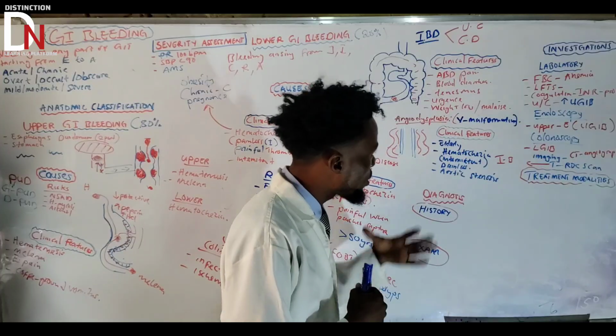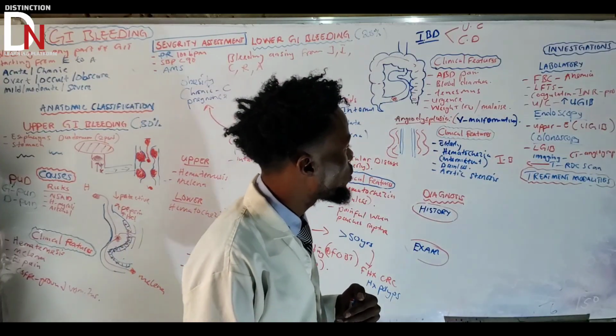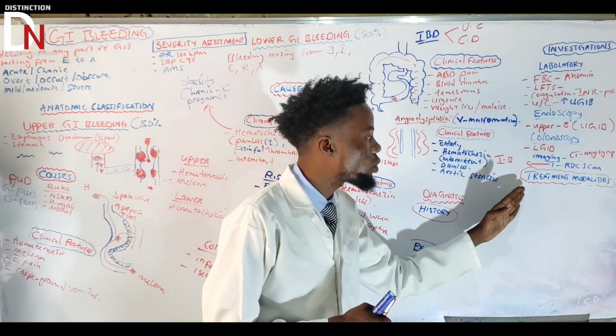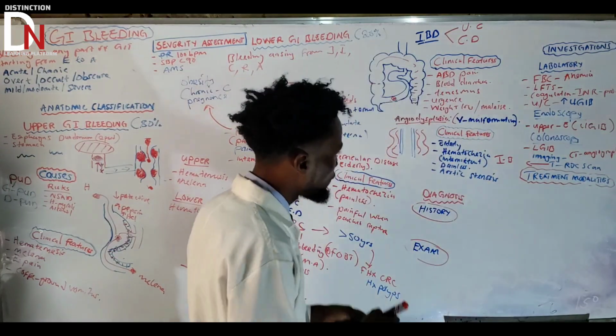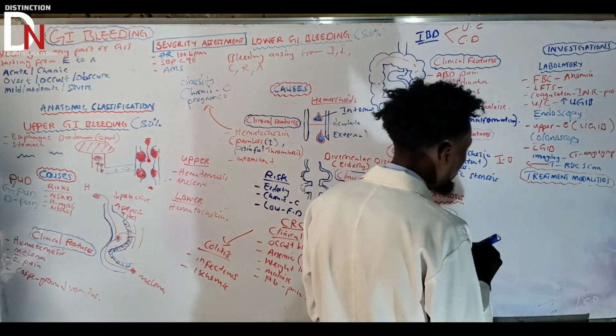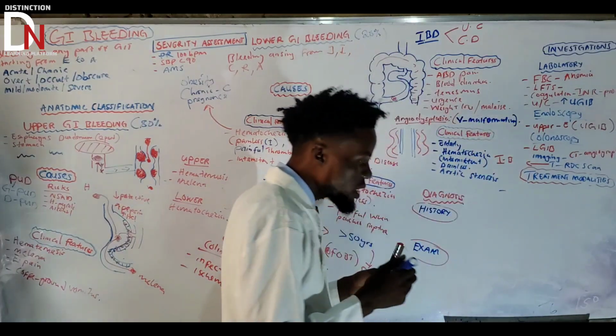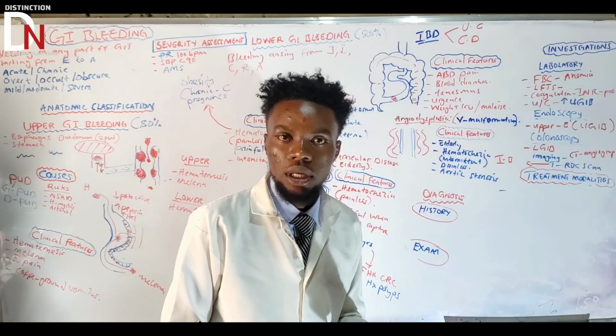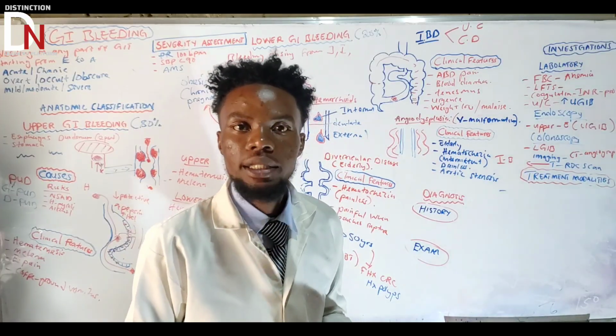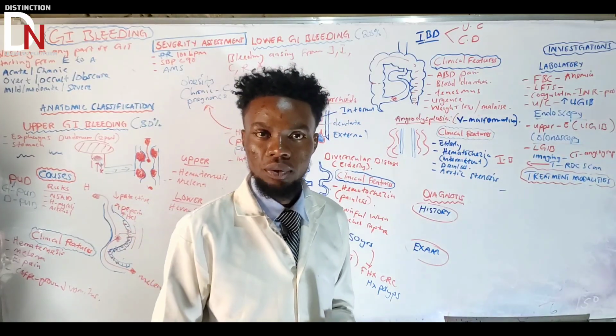Okay. Now, those are the investigations that you can do. Let us go to the treatment modality, so that we can be done with this. So what is the first thing that we need to do? We know someone is coming with GI bleeding. They are hemodynamically unstable. What are you going to do? Stabilize them by using ABCs.